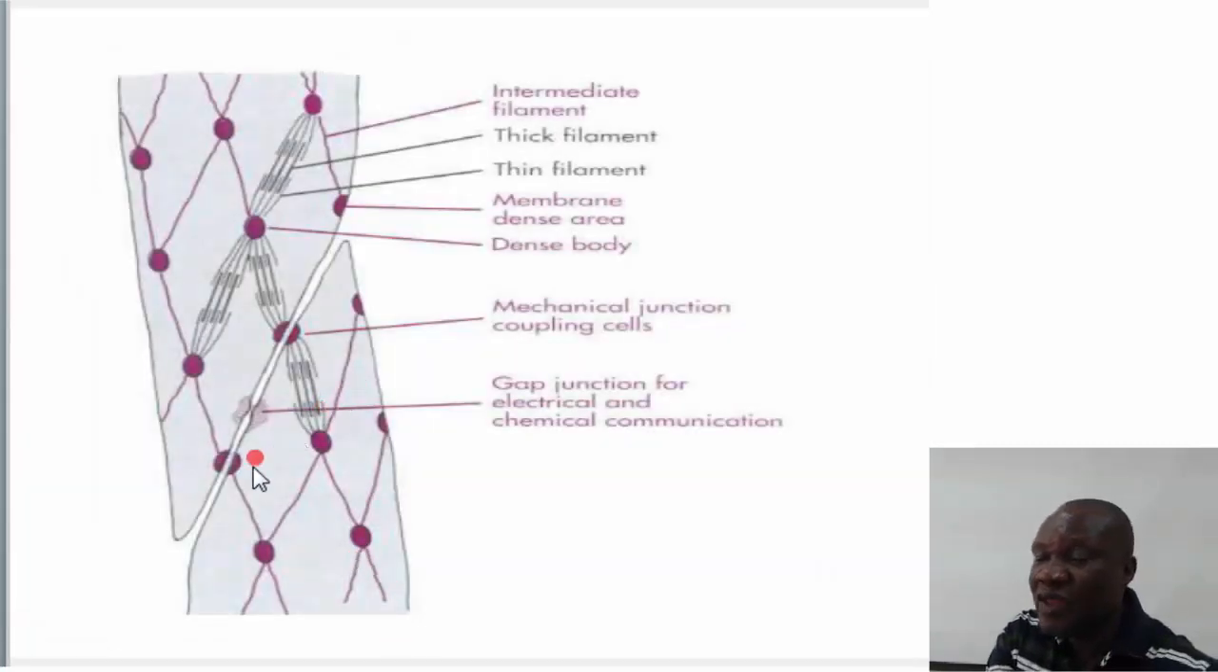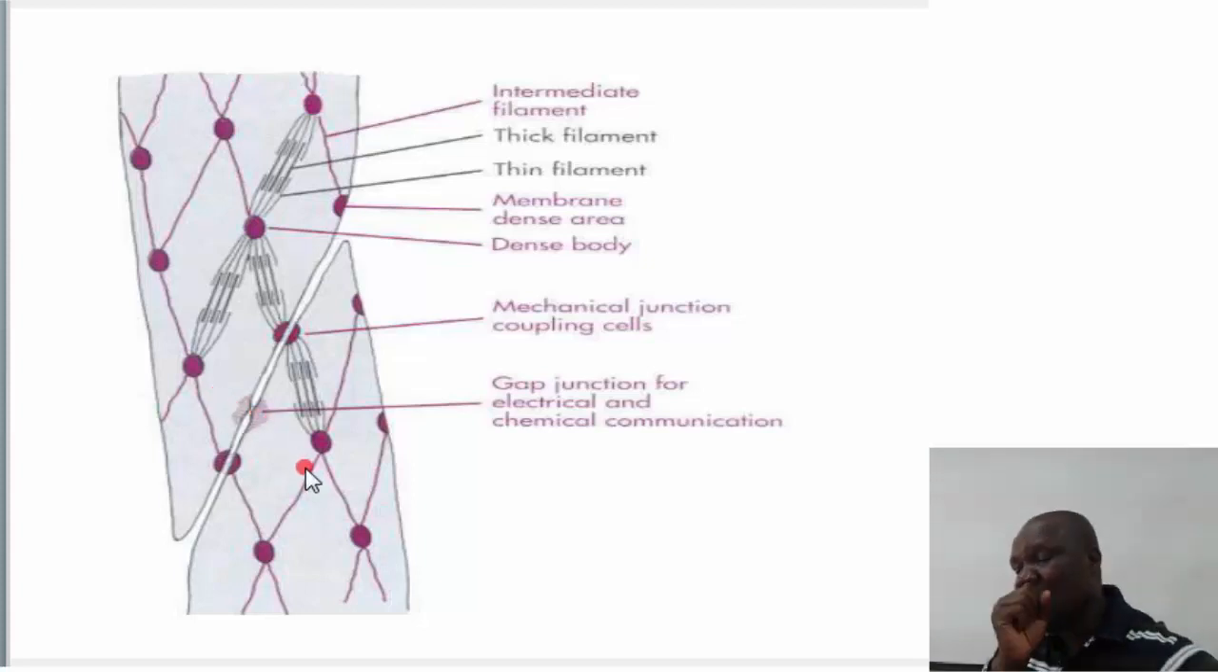Now, the individual smooth muscle fibers have gap junctions. These are areas where electrical activity and substances can easily be passed on from one cell to the other. So the gap junctions allow chemical communication as well as electrical communication.